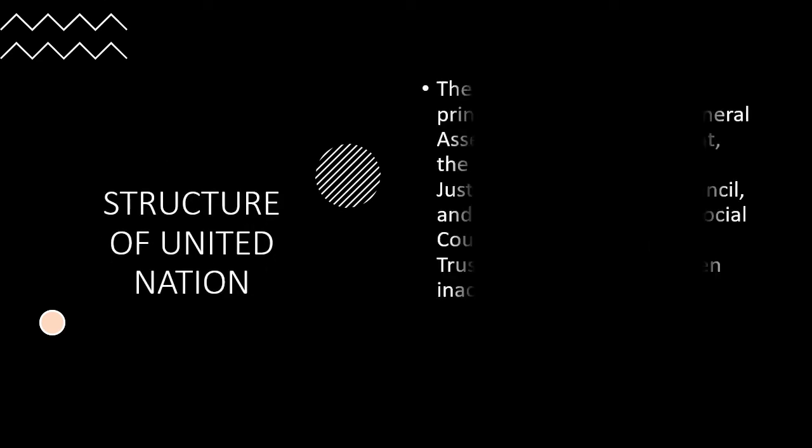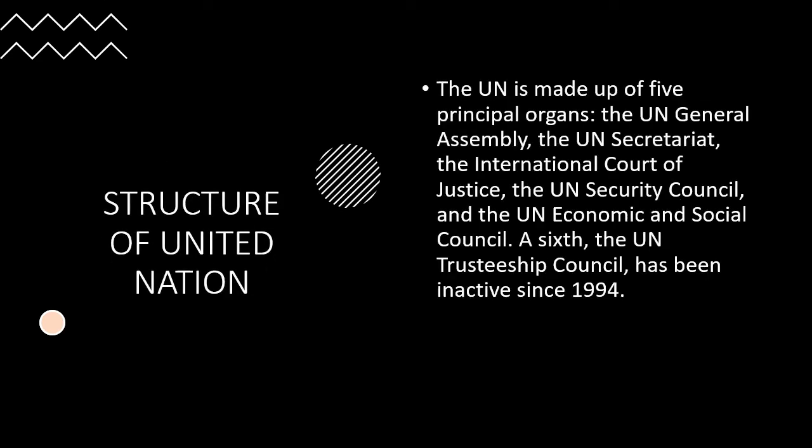Structure of United Nations. The UN is made up of 5 principal organs: the UN General Assembly, the UN Secretariat, the International Court of Justice, the UN Security Council, and the UN Economic and Social Council. And as a 6th, the UN Trusteeship Council has been inactive since 1994.